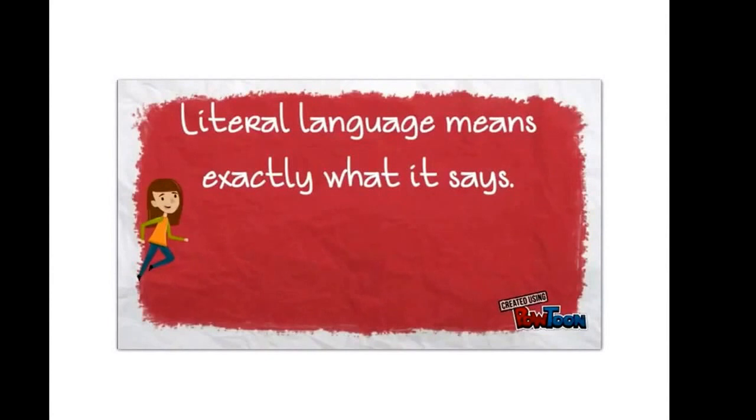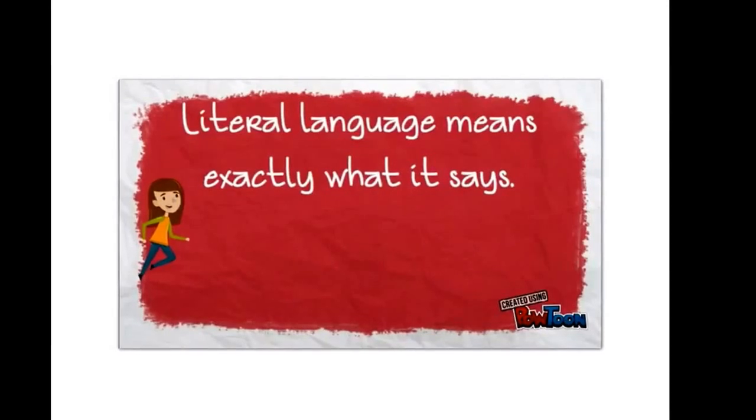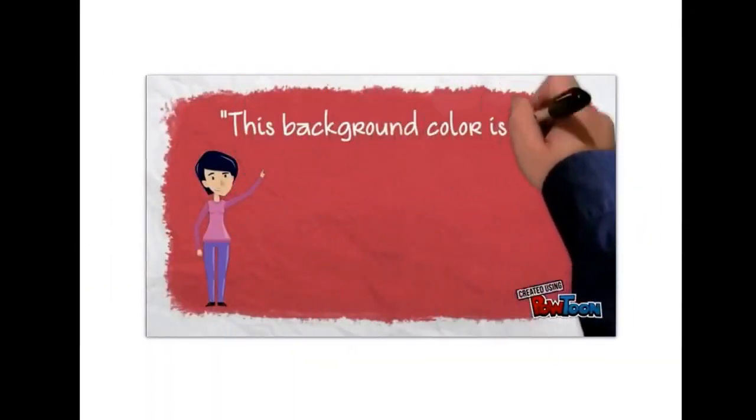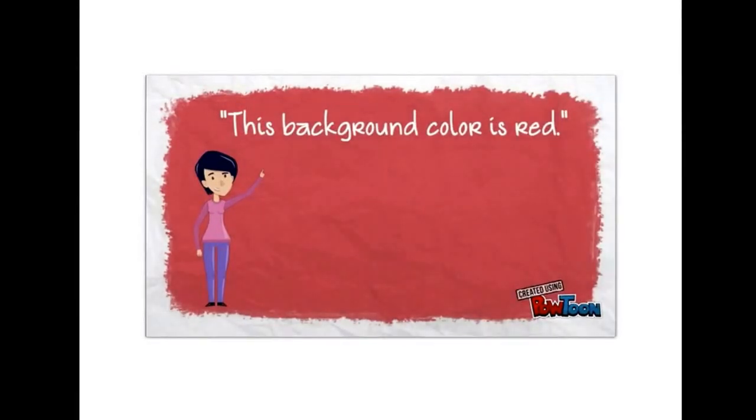So literal language is when the author means exactly what they say. If the author says she was a cow, well, maybe the character actually is a cow in the text. Or maybe we're looking at a cow and we're saying she is a cow. We mean exactly what we say. So in this example, we literally mean this background color is red. There's no kind of underlying meaning here. We mean exactly what we say when we say the background color is red.